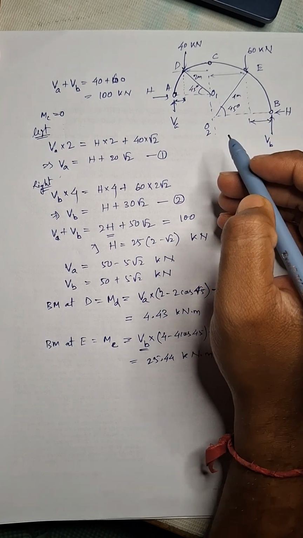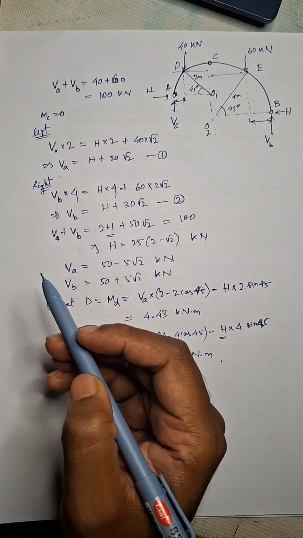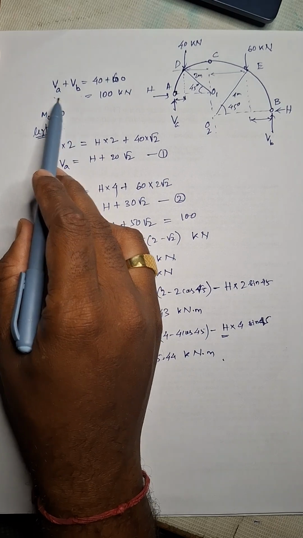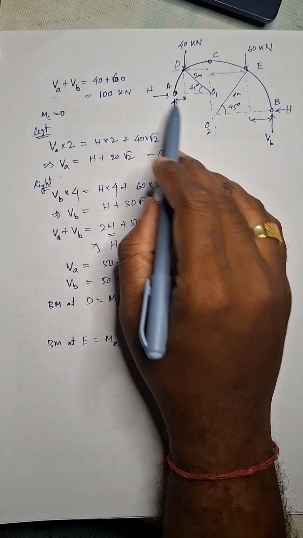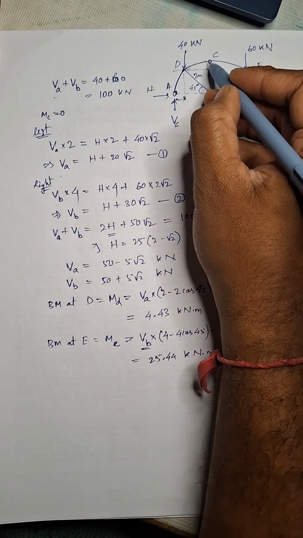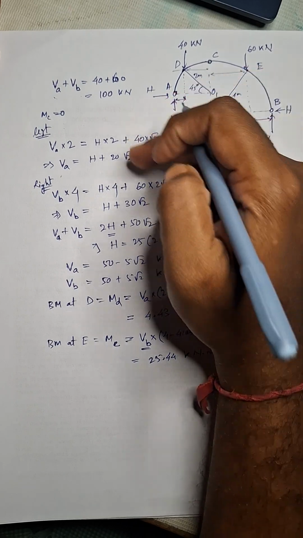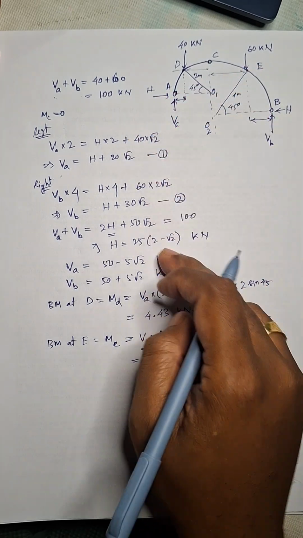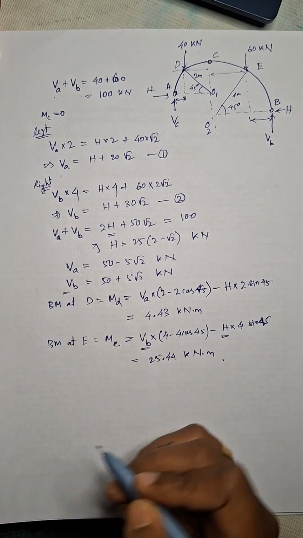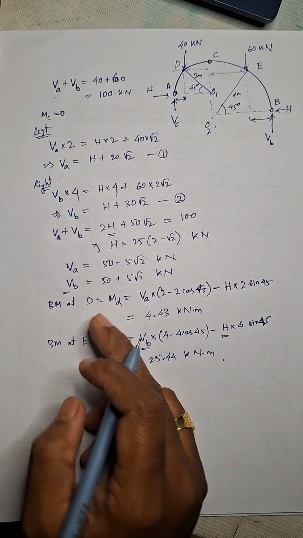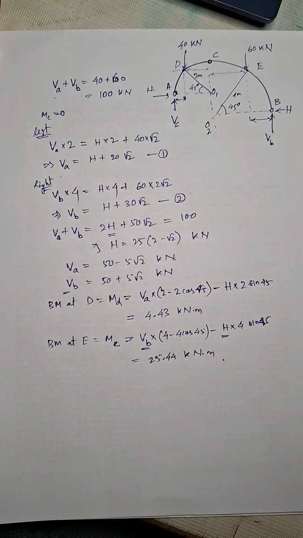The only difference here is that when the two supports are at the same level, we can solve it as a simply supported beam to find the value of VA and VB. But when the supports are at different levels, just consider moment at point C equal to 0. We'll get two equations. By solving them, we'll get the value of VA and VB. Finding out bending moment at any cross section is easy. We already know that.